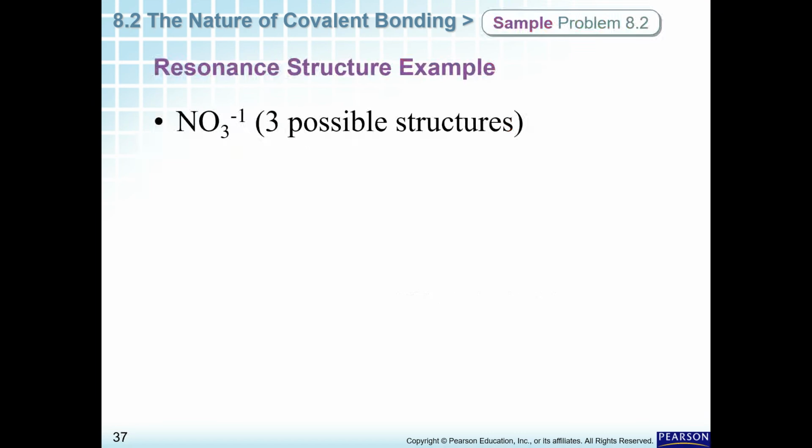So we're going to do an example of our own, and we're going to draw it out as if we were going to do the Lewis dot structure, and I give you a hint that there are actually 3 possible structures that can occur. So here we're going to draw it out.